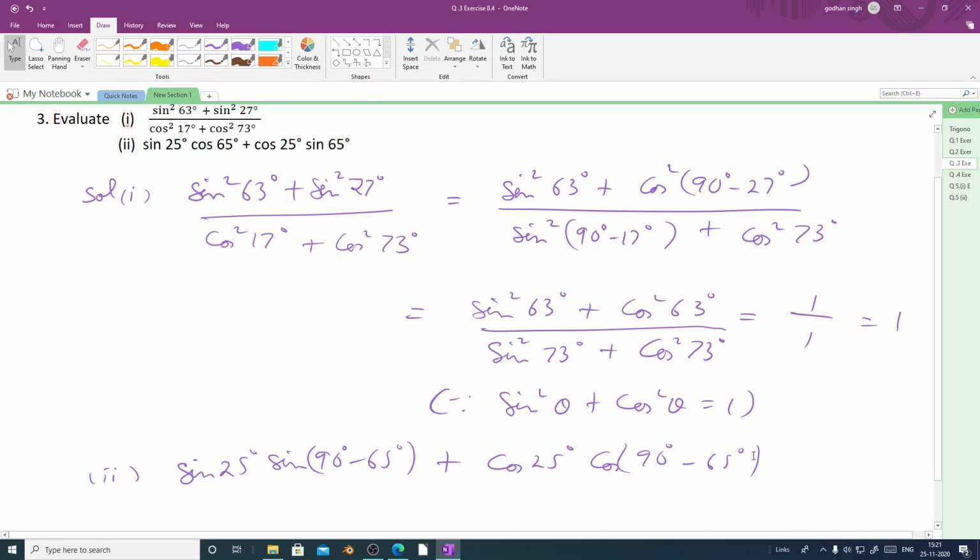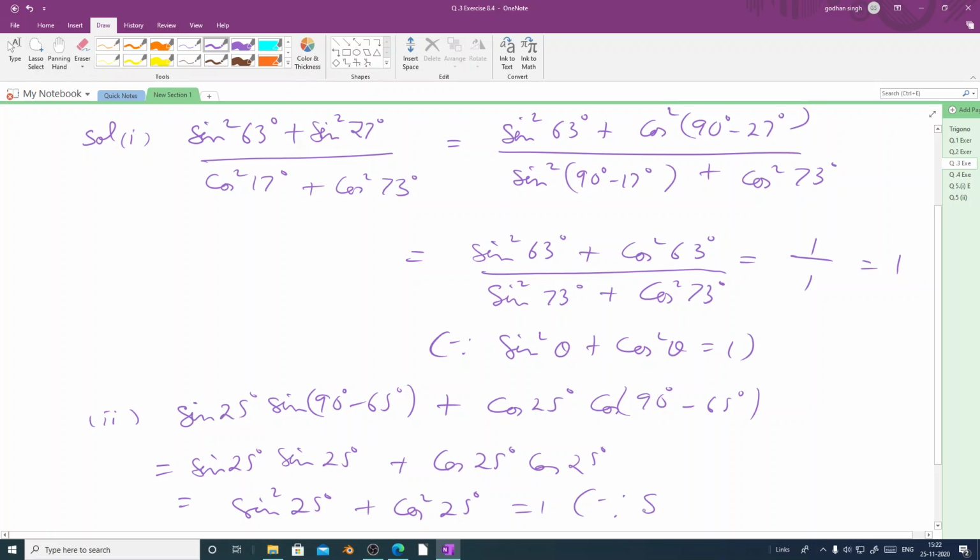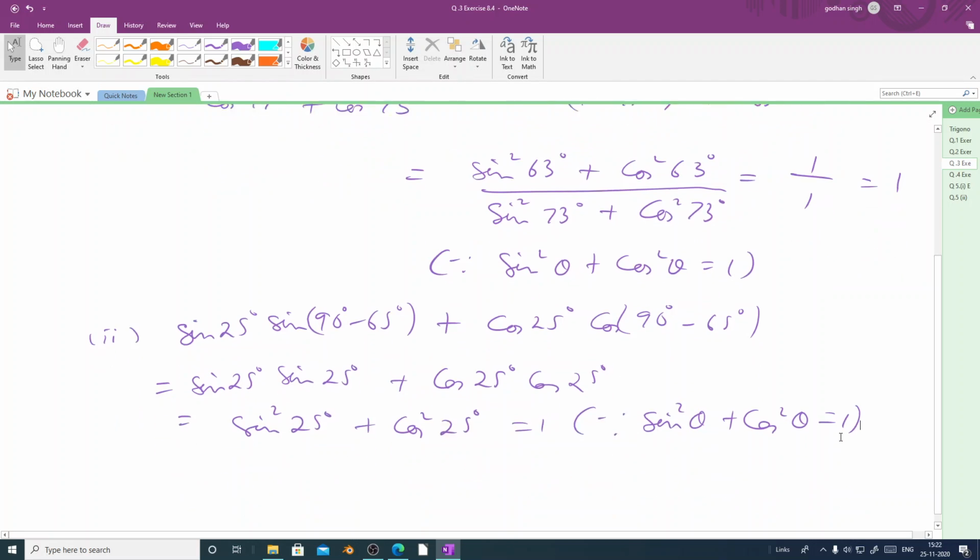So simplifying it, we will be getting, this can be written as sine 25 degree, now 90 minus 65, that is 25, so we will be getting here sine 25 degree plus cos 25 degree multiplied by here also cos, there 90 minus 65 is 25 degree. So this we can rewrite as sine square 25 degree plus cos square 25 degree, and that is equal to 1. Why? Because of the identity, that is sine square theta plus cos square theta equal to 1. So with this our question number 3 is also complete.